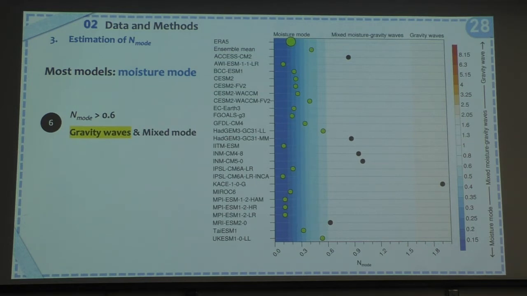So can I ask a quick question? When you're calculating these indices and these correlations, are you calculating a spatial average and then calculating the correlation through time, or how are you calculating these? N mode?